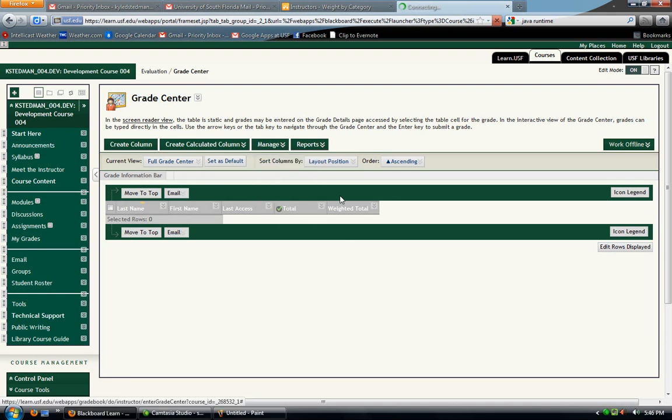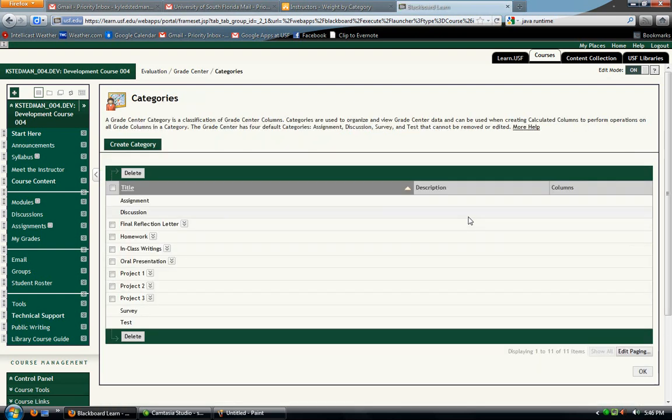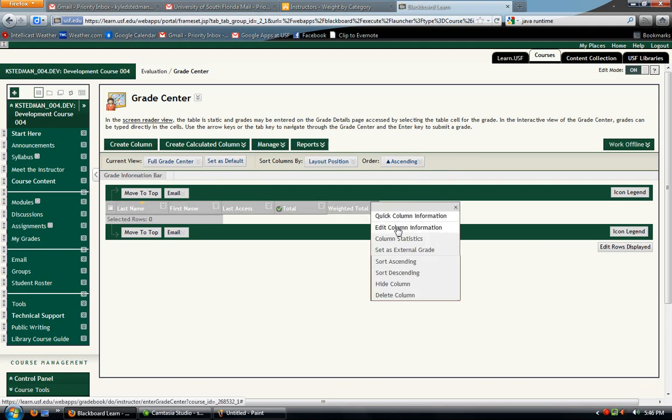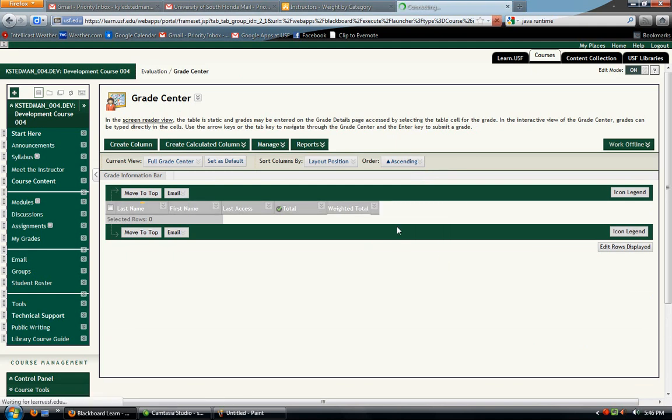I can see that under Manage. I'm just going to show you. See, here's all my categories. These are the categories for Fall 2010, by the way. They might be different for you. I've already weighted those categories by going to Weighted Total, Edit Column Information.